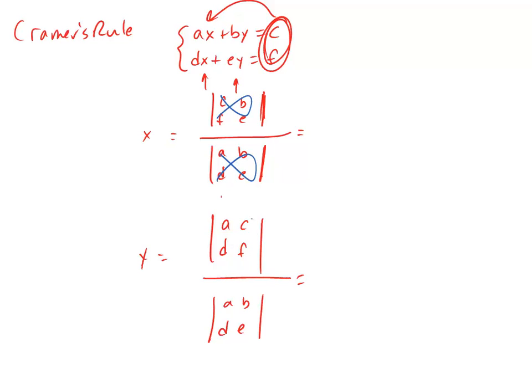Then you can use your rule for calculating 2 by 2 determinants, forward diagonal minus back diagonal in each case, and you'll have a formula immediately to write down the solution. So this would be CE minus BF over AE minus BD. That will give you the solution to the linear system. And y is AF minus CD on top of AE minus BD.